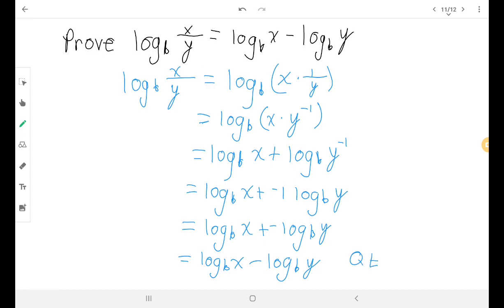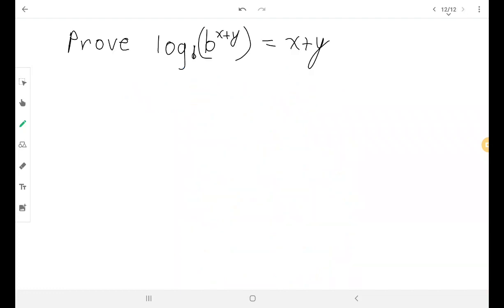QED. Thus, it is proved. Quod erat demonstratum. I'll give you a moment to look at that. That is a proof. So keep that in mind. And let's do one more proof. Let's prove this relationship here.